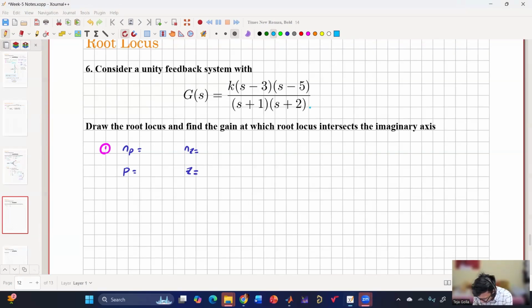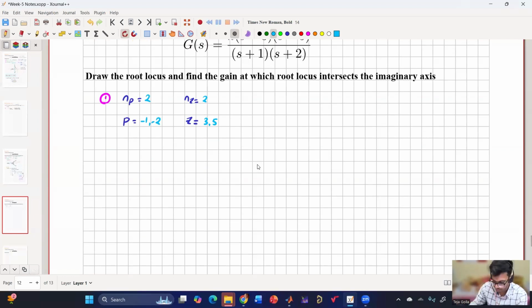So number of poles are 2, number of zeros are 2. So poles are -1 and -2. Zeros are 3 and 5, so zeros are on the RHP side. Okay, that is fine. Now the second rule says NP minus NZ. From here I can say the branches are 2 because the number of poles is 2. And the branches that are tending to infinity are NP minus NZ, which is 0, because there are 2 poles and 2 zeros.